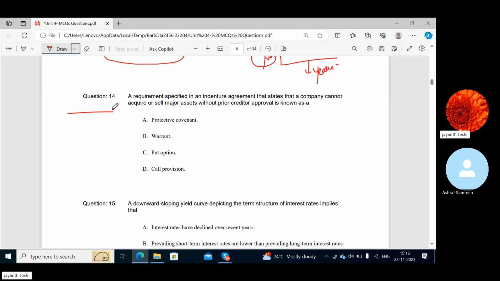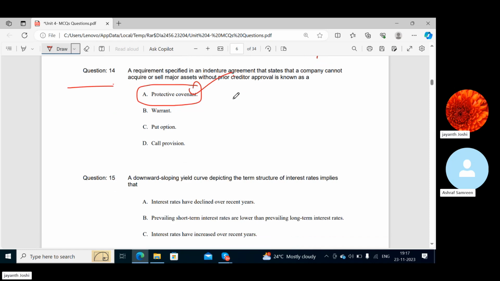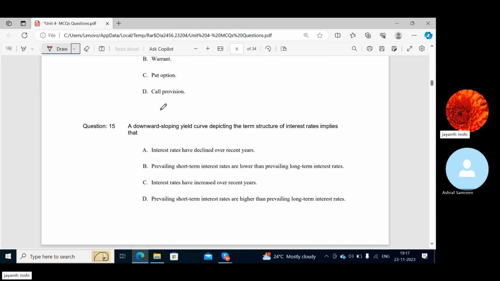Next, 14th question. A requirement specified in an indenture agreement that states that a company cannot acquire or sell major assets without prior creditor approval is known as what? Very simple: a protective covenant. It's a loan covenant, right? It's a precondition set by the investors or bondholders that they cannot sell any of the major assets without the approval of the bondholders. Shall we move forward? Next one.